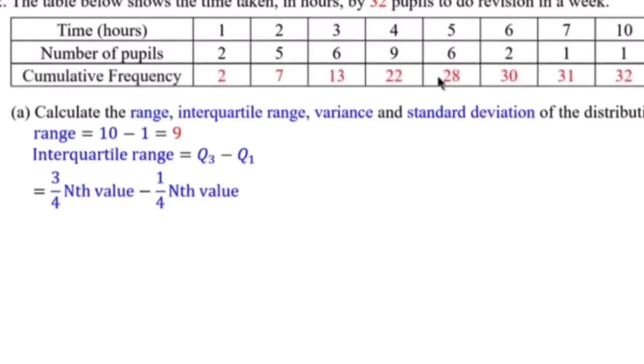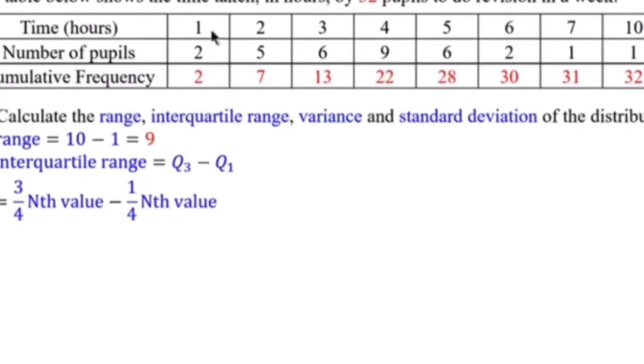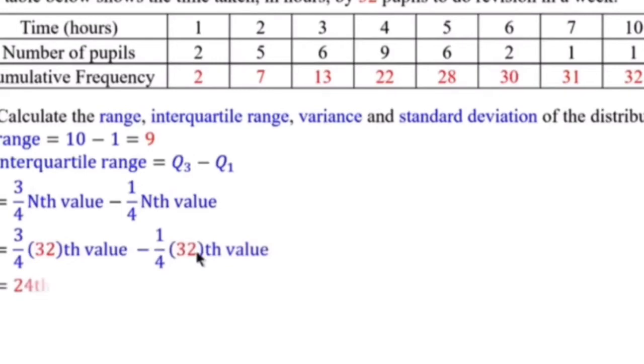So start with the cumulative frequency. 2, 2 plus 5 is 7, 7 plus 6 is 13, 13 plus 9 is 22, 22 plus 6 is 28, 28 plus 2 is 30, 30 plus 1 is 31, 31 plus 1 is 32. So n is 32. So 3 over 4 times 32 minus 1 over 4 times 32, which means the 24th value minus the 8th value.